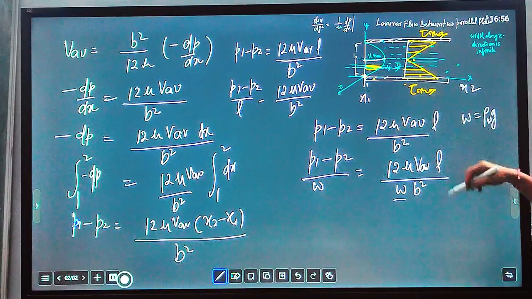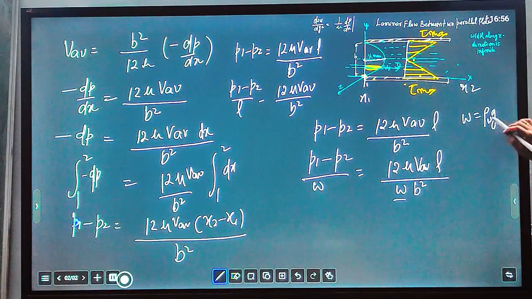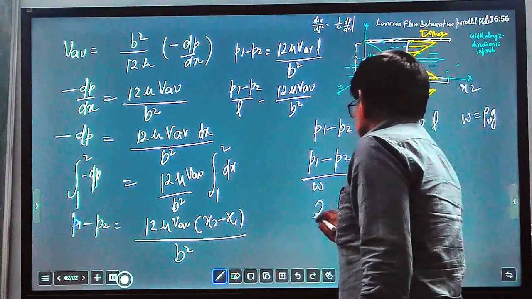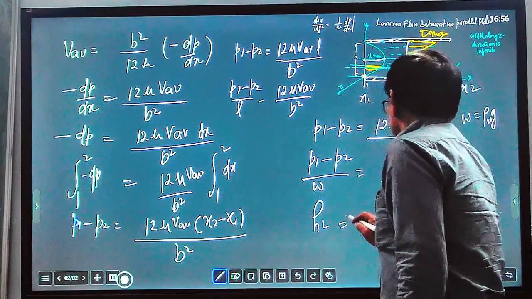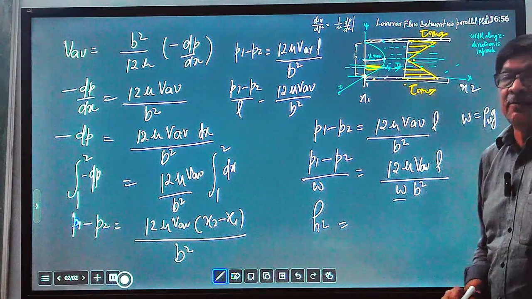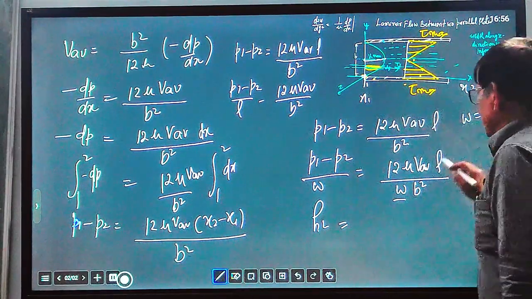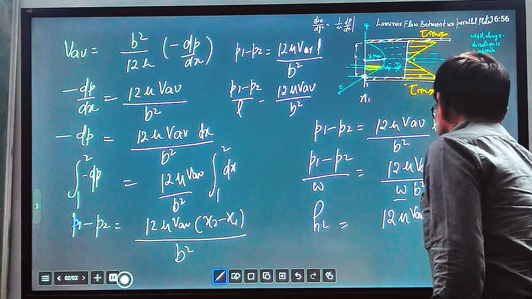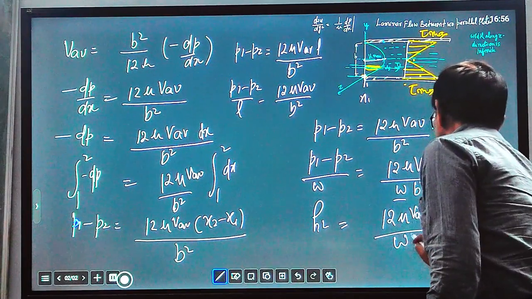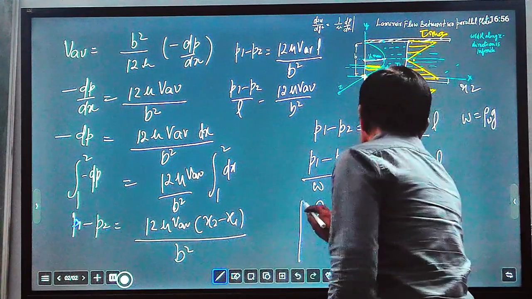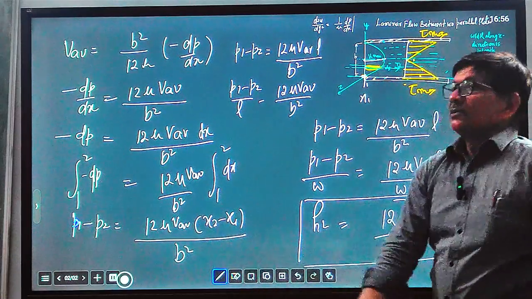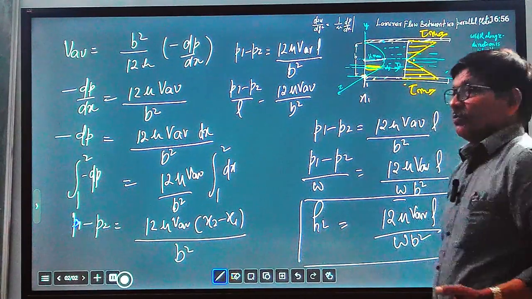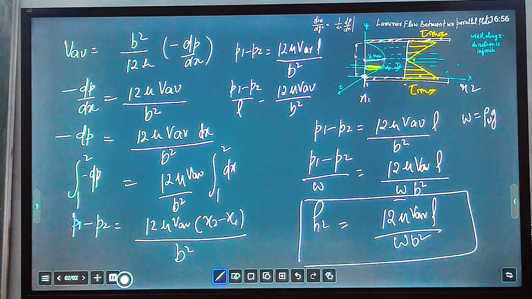If there is another fluid, we can take that fluid's density. But this equation gives the total head loss occurring because of the flow of any fluid through the length L, that is equal to 12 mu V average L upon omega B square. This is the most important relationship, similar to Hagen-Poiseuille. This is not Hagen-Poiseuille, because Hagen-Poiseuille is used for the circular tube. Here you can find out the head loss.